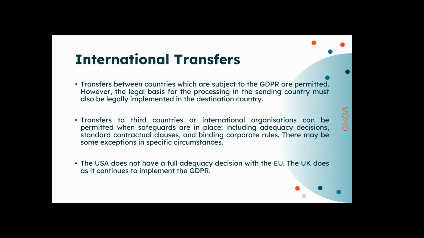So just to quickly flag, the USA does not have a full adequacy decision with the EU. So they're probably one of the countries that within the EU we probably try to share the most data with. There was a recent data privacy framework agreement that came into place, but that's only for the commercial sector and the sharing of data within a commercial setting. So typically, if you are going to be transferring data to the US, you'd be looking at standard contractual clauses.